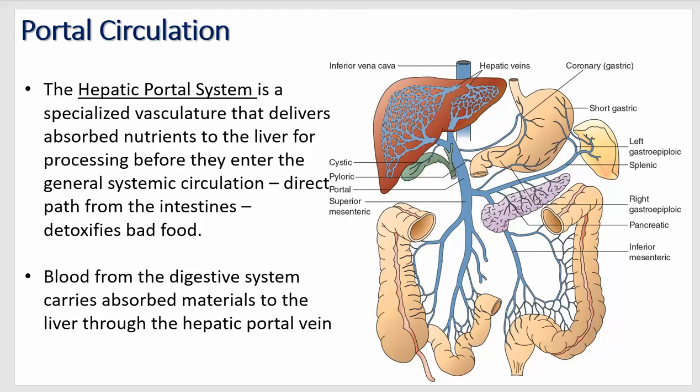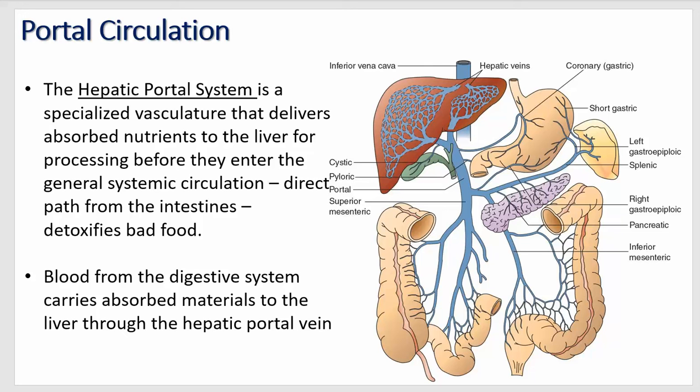Direct path from the intestines and these other regions, from the pancreas, and from the stomach, spleen. So it detoxifies potentially bad food. Okay, so that's a simplification, but that's what we're talking about. It also detoxifies medications that we want to take and breaks them down, and sometimes forms metabolites that are useful and does all that stuff too. But usually the liver gets first crack at it.